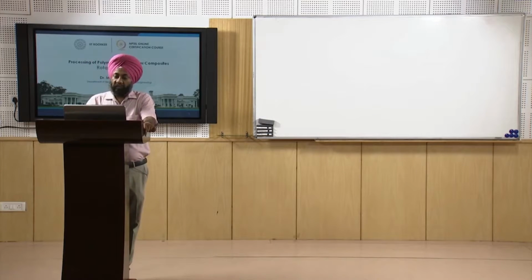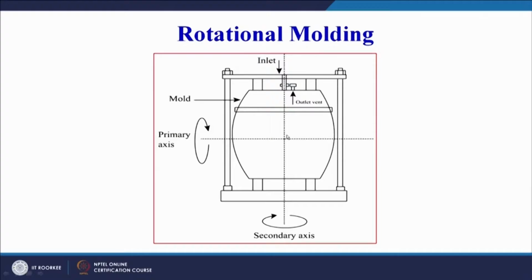The rotation is shown here, secondary axis, and it also rotates about the primary axis, and the raw material is put inside this hollow mold. So this is the inlet. From here we can put the raw material in the form of powder or pellet inside the mold.